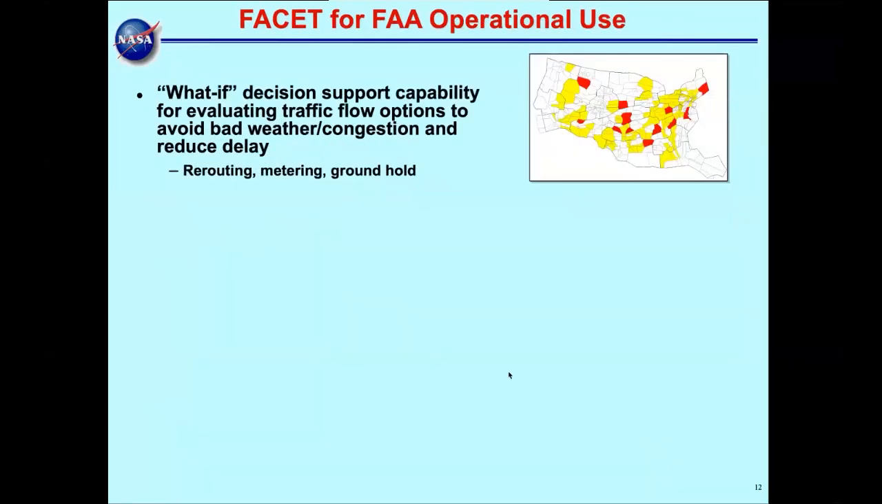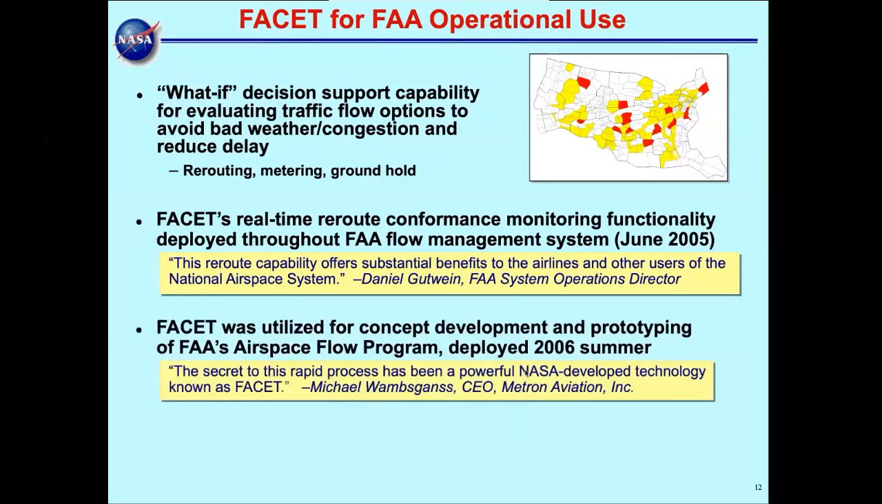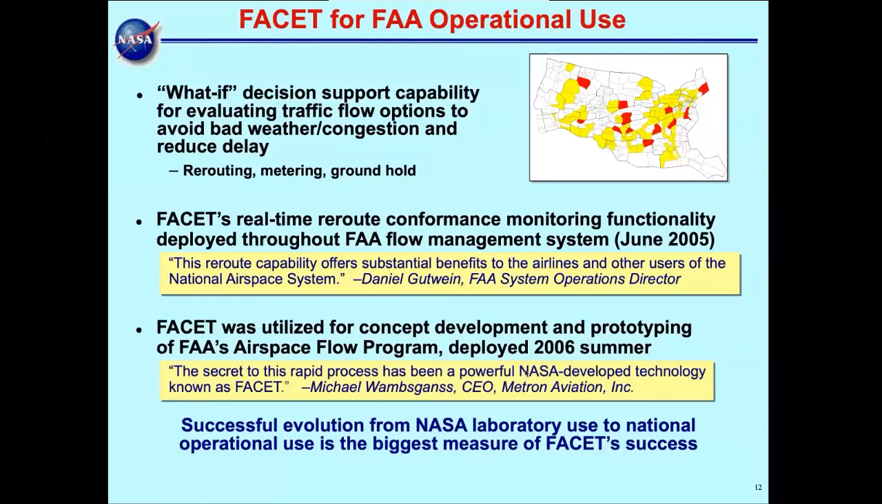From the FAA perspective, the main use was to do a what-if decision support kind of capability. If you're aware of the air traffic control system command center, the software was running in one of the labs, Lab A, where they were doing these kinds of studies with FACET. And the reroute conformance monitoring functionality, which is available within their operational infrastructure, came out of FACET. It was first developed within FACET and tested out. And quite a few concept development and prototyping efforts have been done, especially with the AFB, which was deployed in 2006. The FAA has used it.